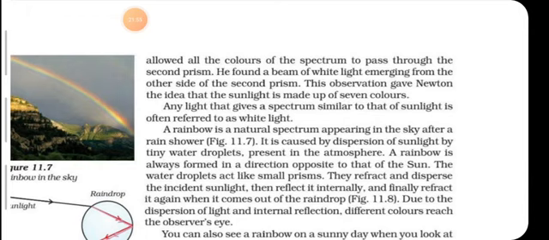Any light that gives a spectrum similar to that of sunlight is also known as white light. I repeat students, any light that gives a spectrum similar to that of sunlight is often referred to as white light. A rainbow is a natural spectrum appearing in the sky after a rain shower.